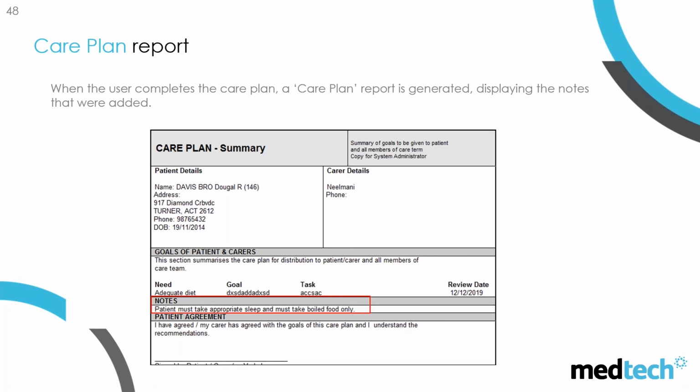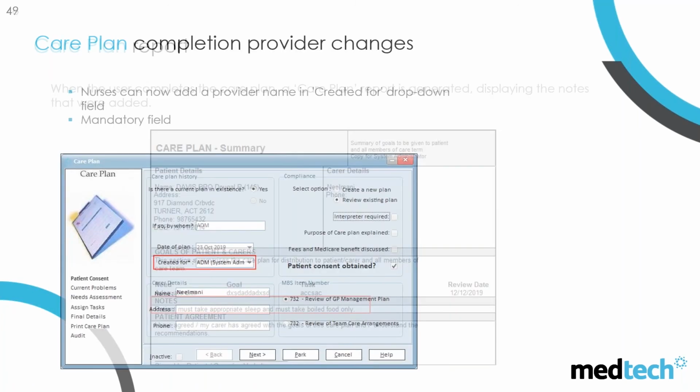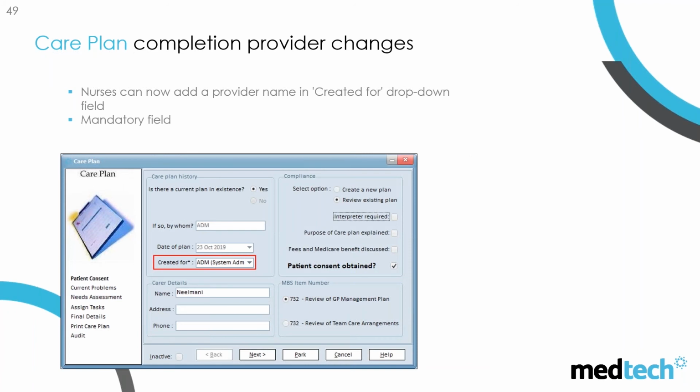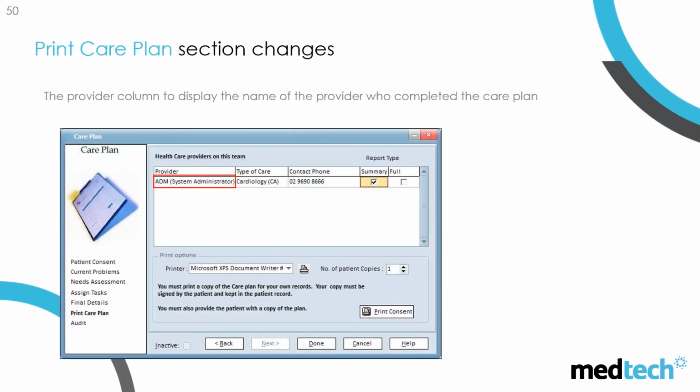And in addition to these, so that there's that info there, there's a new patient consent section. That's a new mandatory field marked, so you can see it there, marked "created for", where the name of the provider and who the care plan is being generated should be selected. So you've got to select that, obviously.